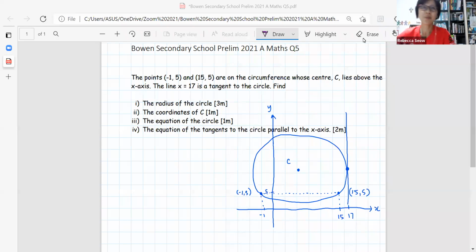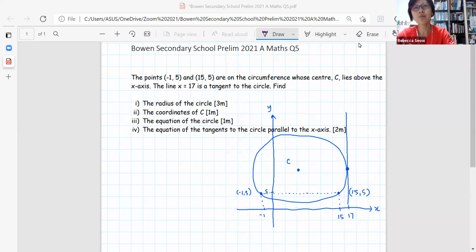Let's take a look at this question where it says that the points (-1, 5) and (15, 5) are on the circumference of a circle whose center C lies above the x-axis. Now this is what I have drawn, the circle and the 2 points (-1, 5) and (15, 5) that lie on the circumference. I've also drawn the line x equals 17, which is a tangent to the circle.